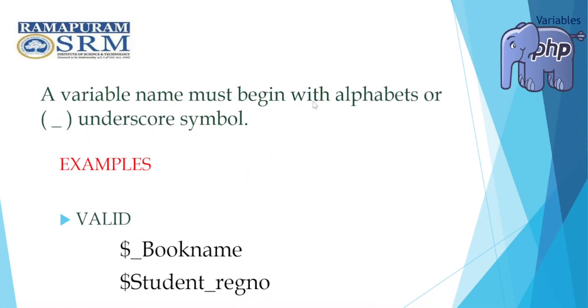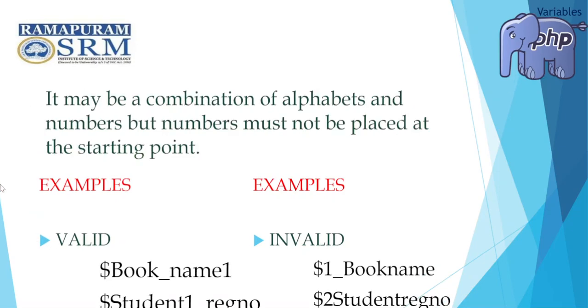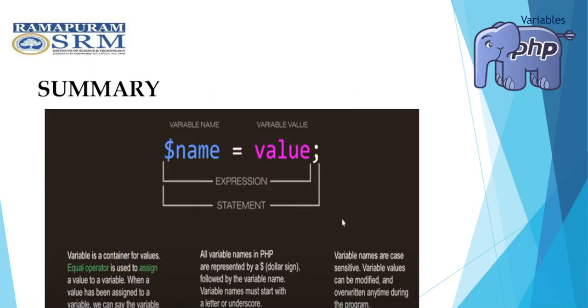And the variable name must begin with an alphabet or underscore. You cannot start the variable name with a number or any other special characters. And the variable name should not contain any symbol except underscore. If you want to combine two words, you can use underscore, and the variable name will not accept any other symbols. And it may be a combination of alphabets and numbers, but numbers must not be placed at the starting point. The starting point should have an alphabet or underscore.